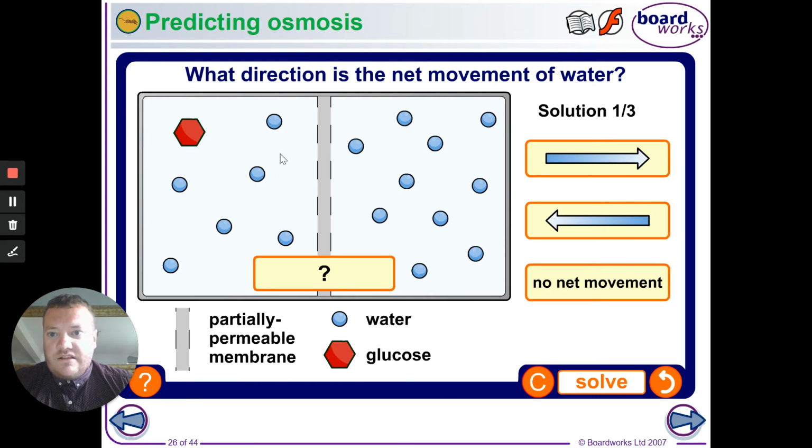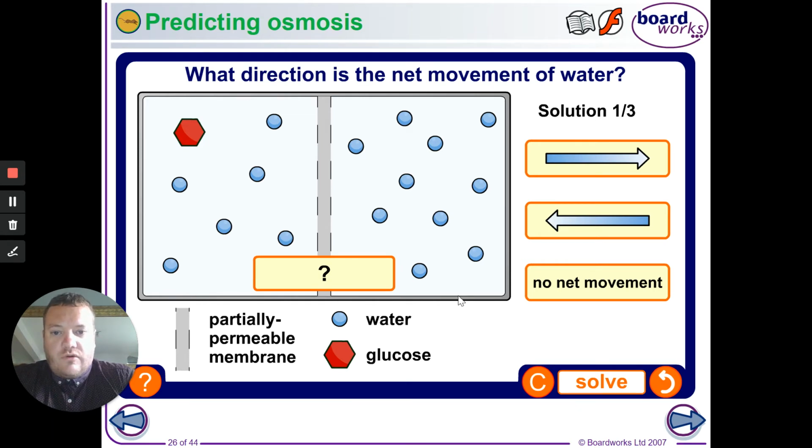Okay, so here are some examples. I'm going to give you a couple of seconds on each one to think about. We've got some water here, blue dots. We've got some water here, blue dots. And we've got some glucose, which are these red hexagons. And we've got a partially permeable membrane. Now, the water is going to want to move from either left to right or right to left. Or it's going to say, actually, we're pretty even and going to leave it. And what I'd like to do for each one is to say whether it's going to move from left to right or right to left, or whether there's going to be no net movement. That means the water's pretty happy where it is. It's already pretty much in equilibrium, all right?